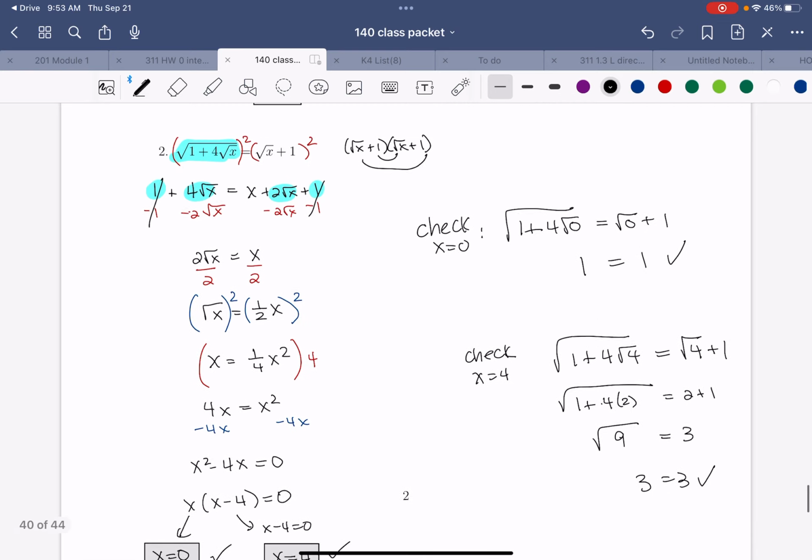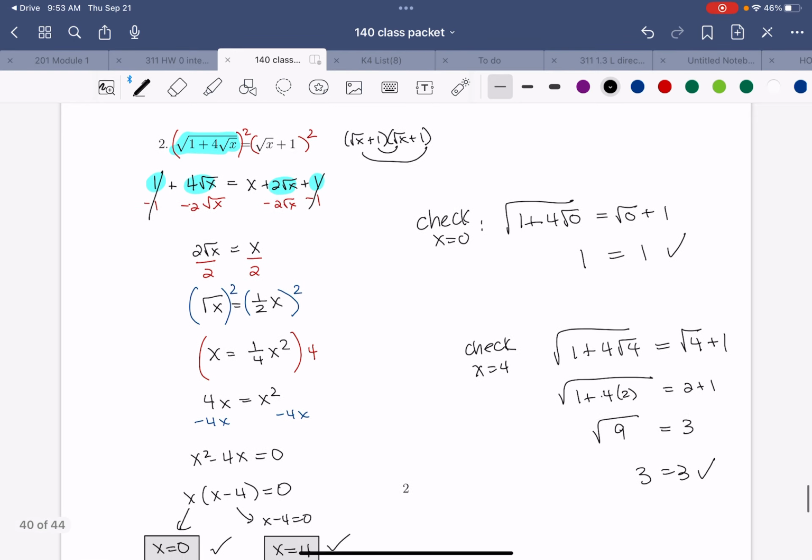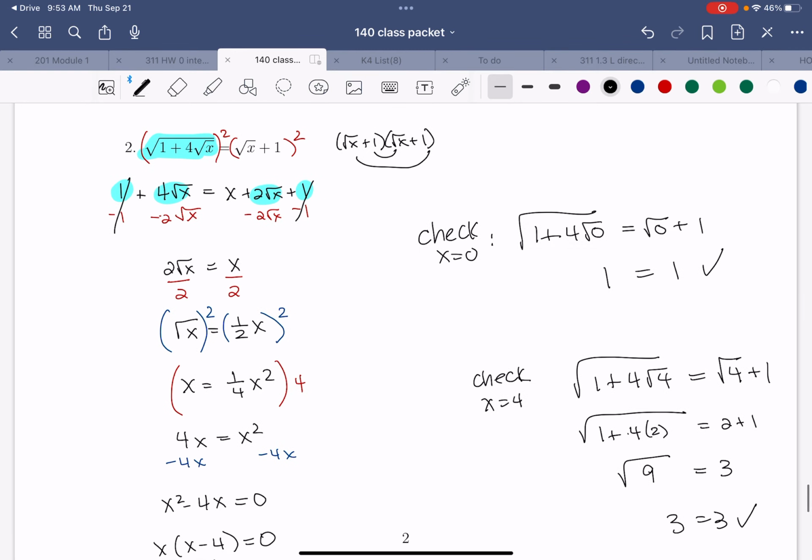Okay, so that one where you have multiple radicals, sometimes squaring things once isn't enough to get rid of all your radicals. Okay, you're going to have to do it more than once. That's okay. You're going to complete the process. So if you square both sides, there's still radicals. You're going to isolate a radical, right? And then square again.